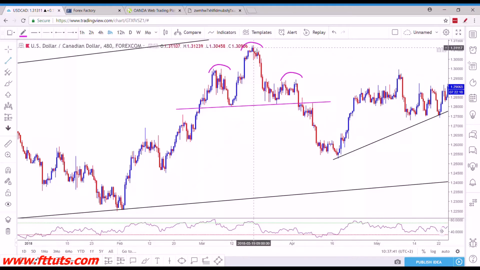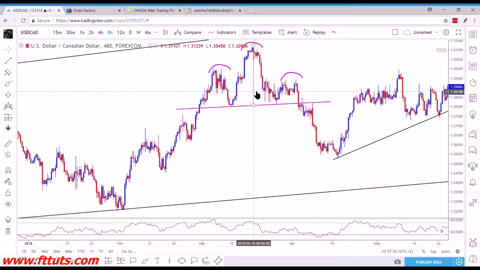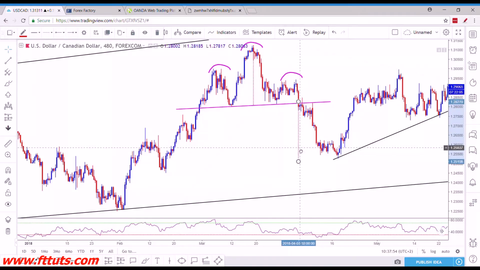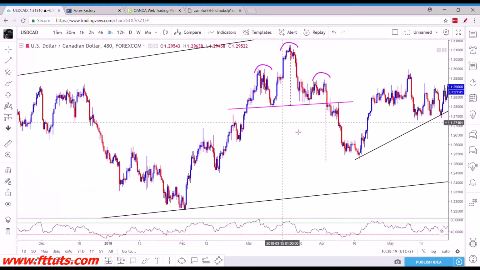So basically when you take that length, that's the length of the top. Let's put it red, dotted. That length, when we copy it to the breakout point, should be the minimum price objective. And what we can see is that the price went all the way down to hit our minimum price objective. So usually the height of the head will be the length of the trade when the neckline is broken. So that's a lovely head and shoulders pattern.